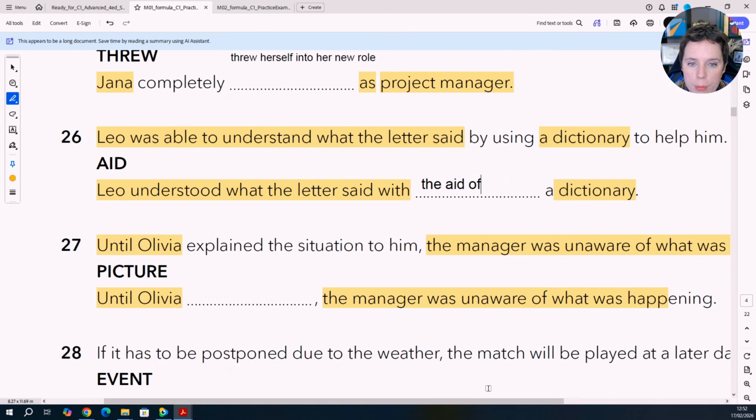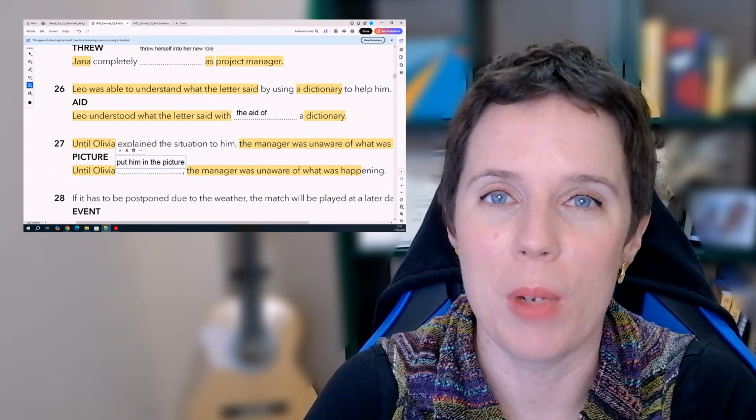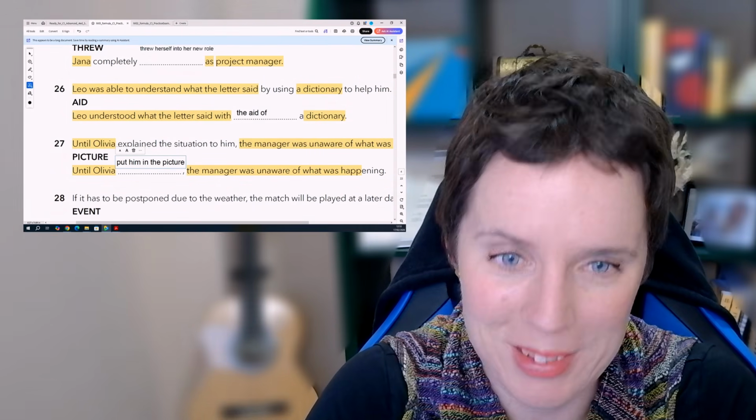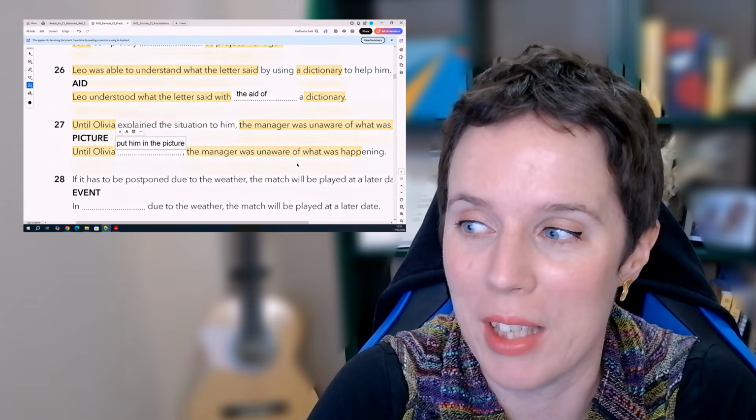Until Olivia, the manager, was unaware of what was happening. So we know that it's put. And we know that here we've got the word him, so instead of you, it needs to be him, and then we had in the picture. Until Olivia put him in the picture, the manager was unaware of what was happening. Okay. Yeah, very tricky when it comes to idioms. It's so hard. You do have to guess.